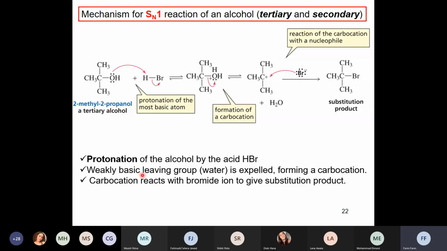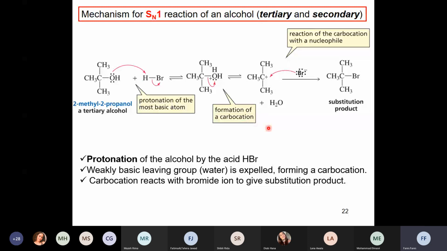The weakly basic leaving group water is expelled on its own, without assistance from the nucleophile, forming a carbocation. In this case it is tertiary, so stable. The carbocation reacts as an electrophile with a bromide ion to give the substitution product. This is true for tertiary and secondary alcohols. Of course, this cannot be true for primary alcohols because we cannot allow the formation of a primary carbocation. A primary carbocation is not stable.